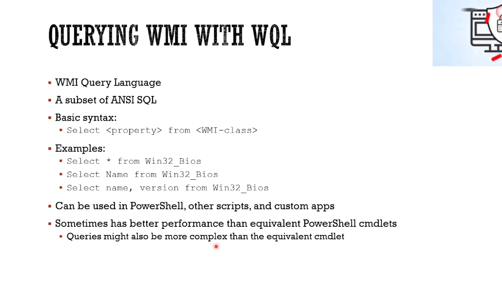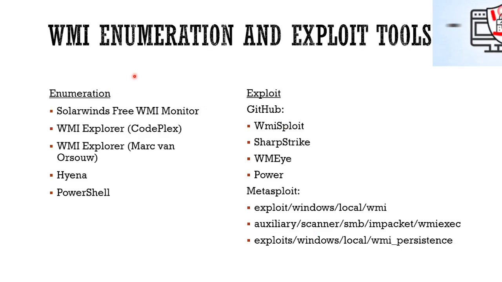There are a number of tools that you can use to enumerate or even exploit WMI. I've listed some of the most popular enumeration tools. SolarWinds has a free WMI monitor. Codeplex has WMI Explorer. There's also Hyena and PowerShell. If you want exploits, you can go on GitHub, and here are just a few of them. Metasploit also has modules. So there are a number of tools you can use to both enumerate and exploit.